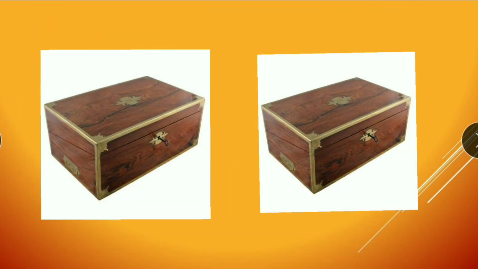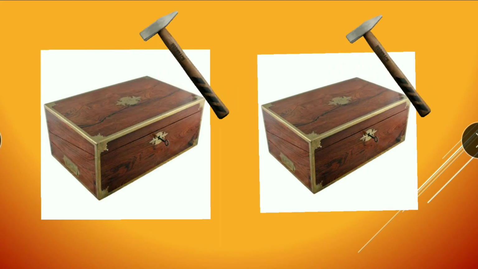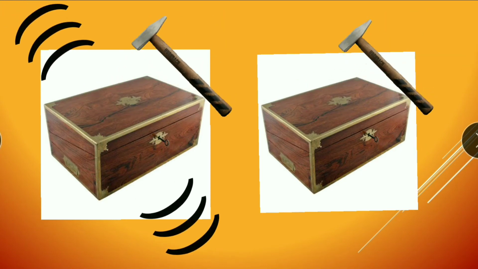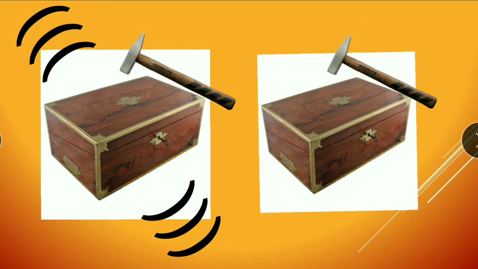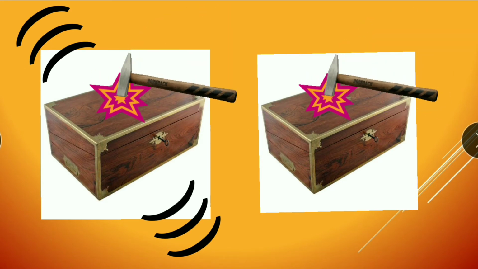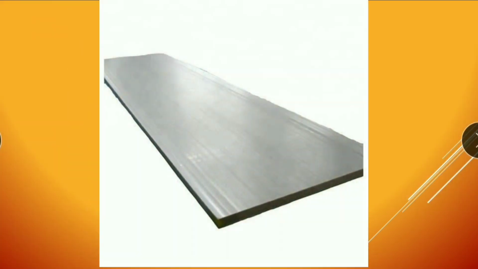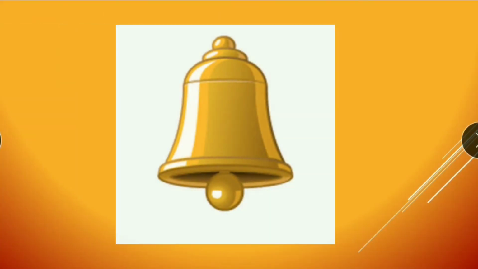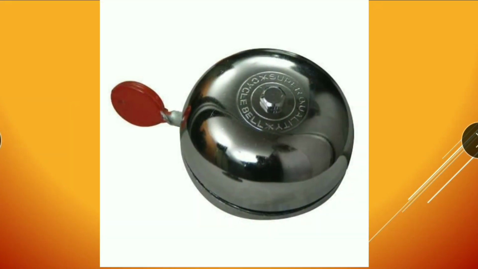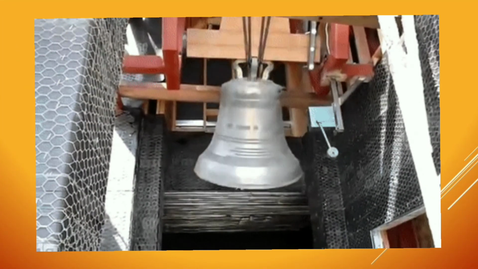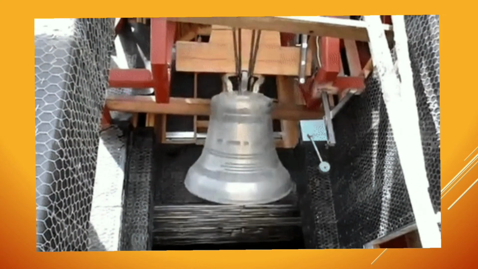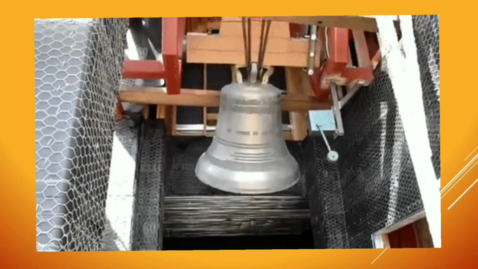Suppose we have two boxes, one box made of metal and the other box made of wood, which are similar in appearance. We can tell which box is made of metal by striking them with a small hammer. The box which produces a ringing sound on being struck by the hammer will be the one made of metal. Metal sheets are used for making bells, like the bicycle bells and temple bells. The use of metals for making bells is based on their property of being sonorous.